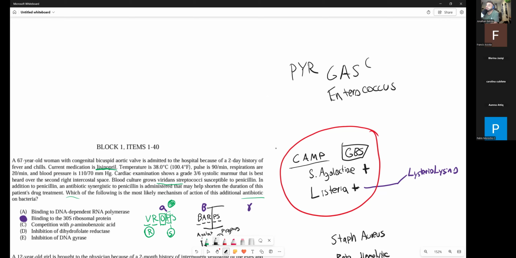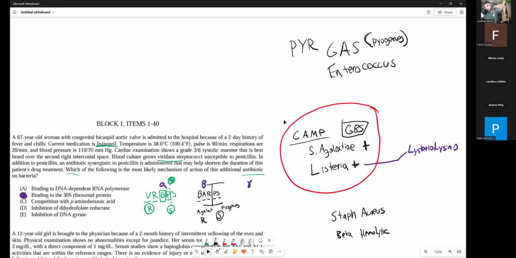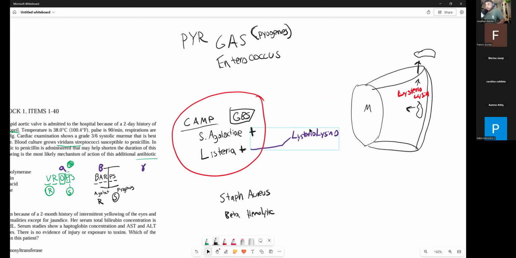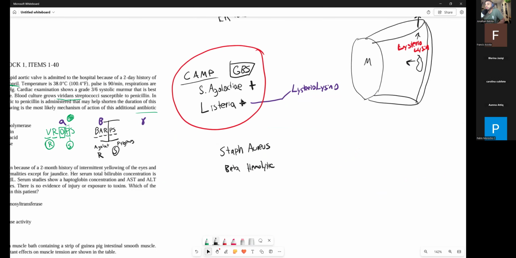Group A strep is Pyogenes. I'll put it right next to it. Pyogenes. That's PYR status. So yeah, these are the additional identifying features that you guys should know. CAMP, PYR.